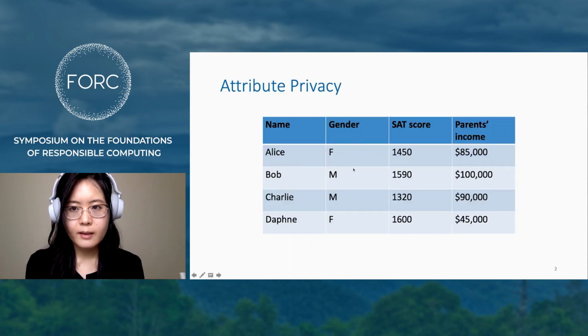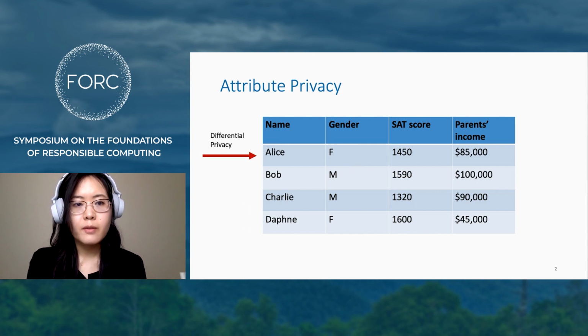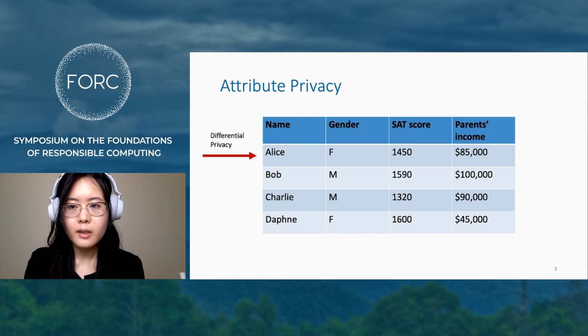Attribute privacy protects the global properties of sensitive attributes in a dataset from leaking during analysis. For those of you who are familiar with differential privacy, we are used to thinking about privacy at the individual level, corresponding to rows of a database. And we ask questions of the form: what can an adversary learn about Alice's data based on an analysis of this dataset?